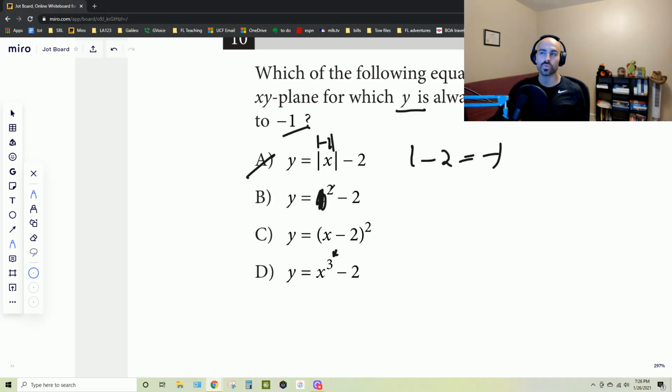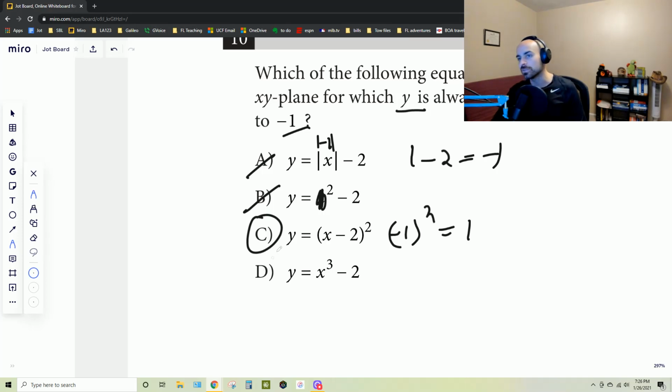1 squared is just 1. 1 minus 2, that's -1. But -1 squared gives us +1. So that actually turns out to be correct. And then if I were to put in -1 here for x to the 3, that still ends up with -1 minus 2, which is -3. Even if you gave us +1, 1 minus 2 is still going to give you D as being incorrect.